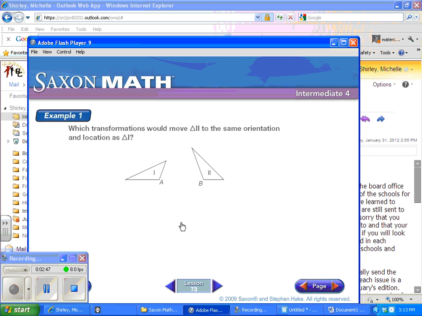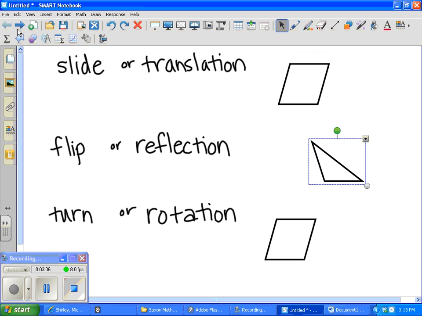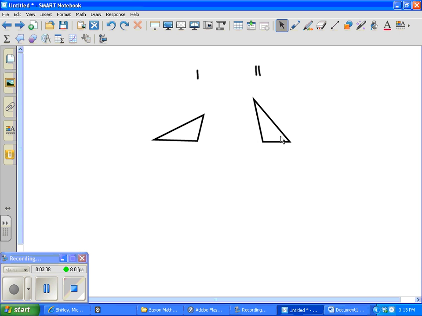Okay, so now that you know what those 3 basic transformations are, let's take a look at our example 1. It says, which transformations would move triangle 2 to the same orientation and location as triangle 1? Okay, so I have made a little slide of this. And so basically what they're saying is, how could we use transformations to get this shape exactly where this one is? Okay.